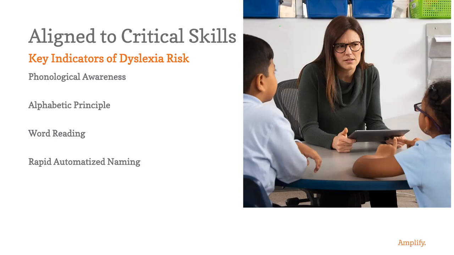States do often also include skills that might not be the key indicators of dyslexia, but are consequences of dyslexia or word reading difficulty. So this is vocabulary and comprehension as well, so that schools have a full and complete picture of students' overall literacy skills. So we just wanted to mention, making sure that you're also considering the alignment of your assessments to those key indicators of dyslexia risk. That's so critical.